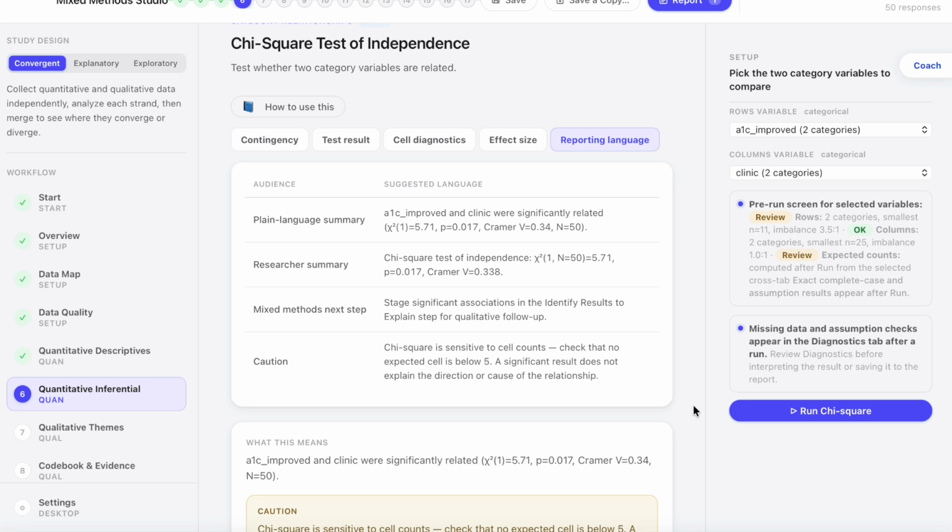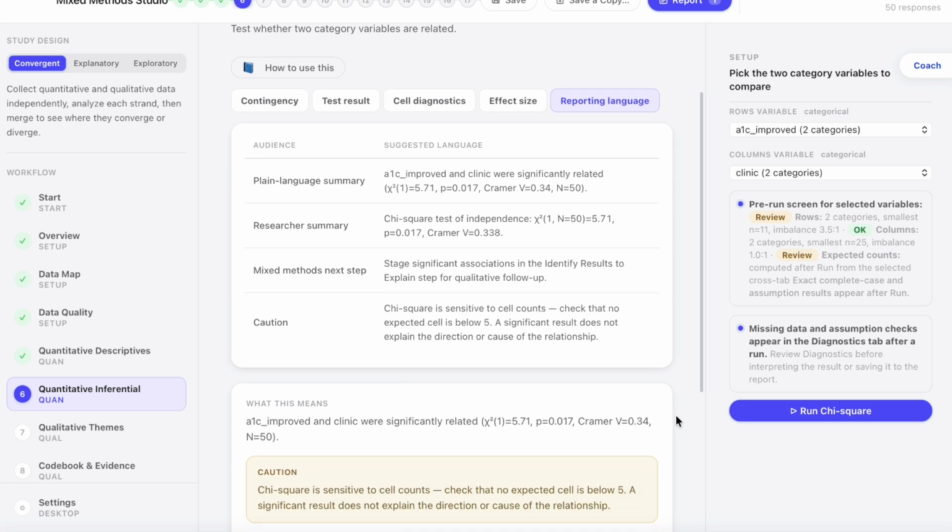It also shows Cramér's V, about 0.34, right next to the p-value. That's the effect size, the strength of the link, and pairing it with significance keeps you from the classic mistake of reporting a p by itself. 0.34 is a moderate association, not a trivial one.